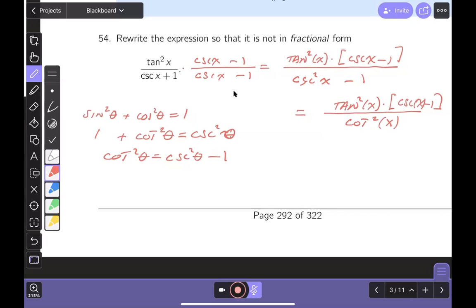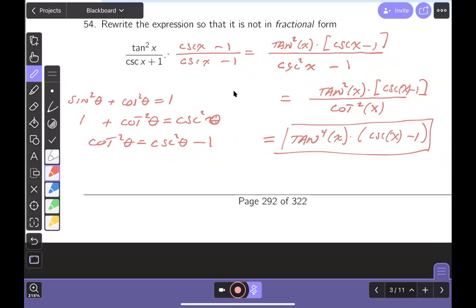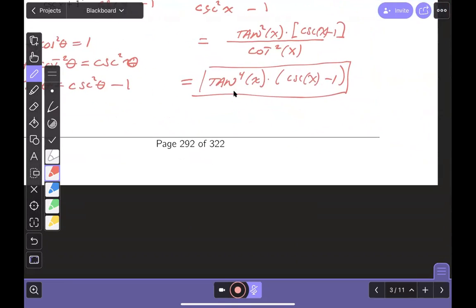All right, I'm going to keep rewriting it. They do not want a fractional form. And to be honest with you, I am done because I can write now, 1 over cotangent squared is tangent squared. So that would give me tangent to the 4th power x times cosecant x minus 1. So I'm saying in all reality, that's a good answer. It's no longer fractional. All right, now someone's got to go further than that. Let's give it a shot.